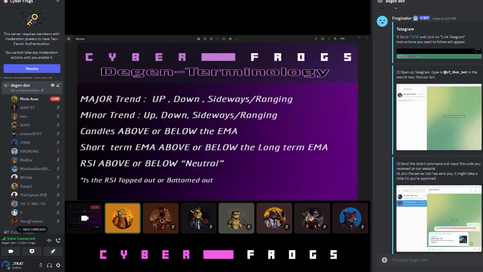Here's a checklist that I will go through, a process of elimination, if you will, to tell me, okay, does this trade fit within my specs? The first thing I want to know is, what is the major trend? Are we currently in an uptrend, or in a long-term uptrend or downtrend?